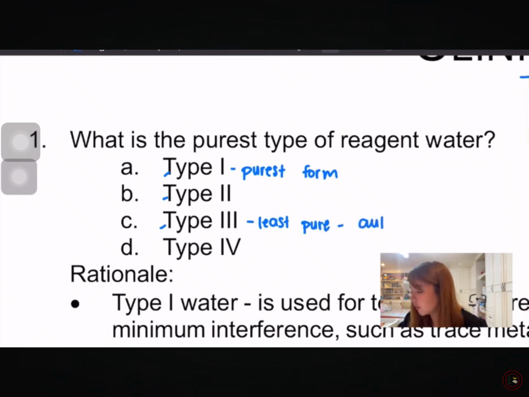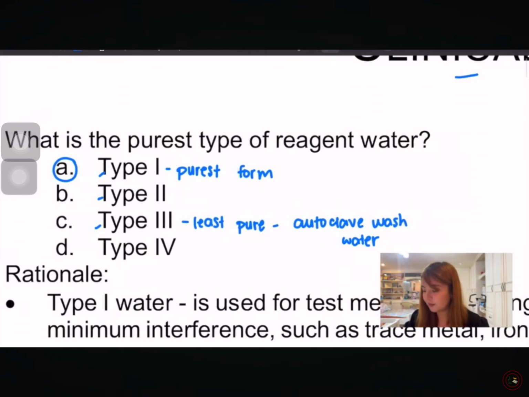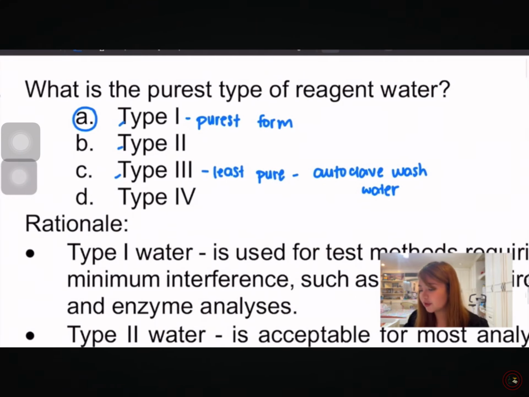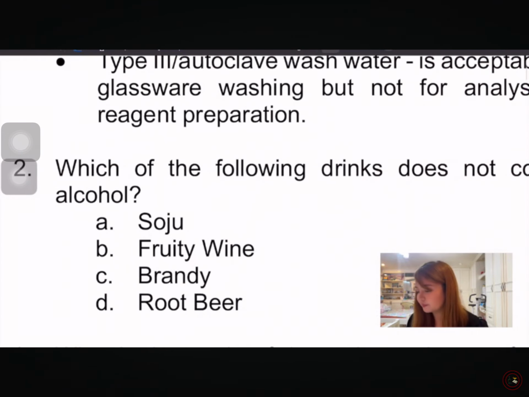So type 3 reagent water is actually also known as autoclave wash water. So as you all know, yung purest form is yung type 1. So type 1 yung sagot kasi siya yung ginagamit for test methods requiring minimum interference. Now, if you want to know more, meron akong mga rationale na linagay sa handouts nyo which delves deeper. Pero it's also important to watch this video for reinforcement. So yun ang answer natin for question number 1.